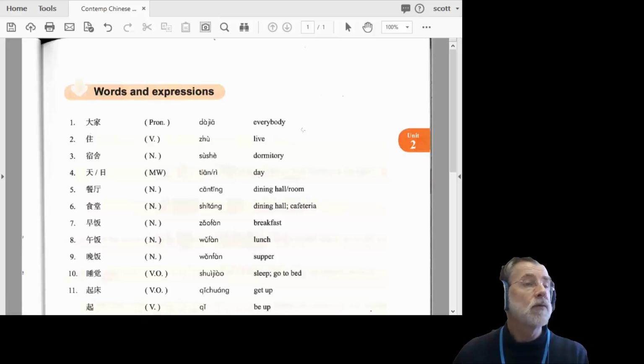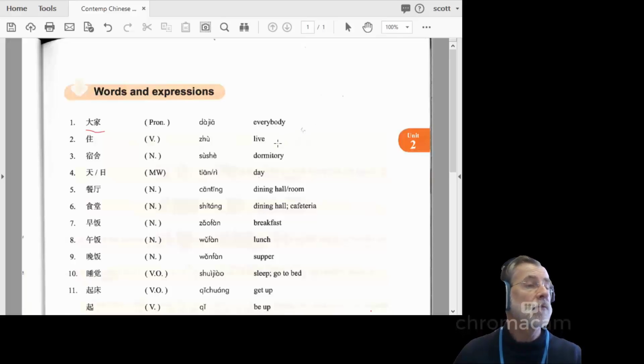So we start off with everybody, 大家, 大家. And if you look at the characters for the word 大家, we are familiar with both of them. We have 大 for big and 家 for family or home. And so that's a conceptual thing with the Chinese. If you're addressing a big group of people, it's referring to them like a big family.